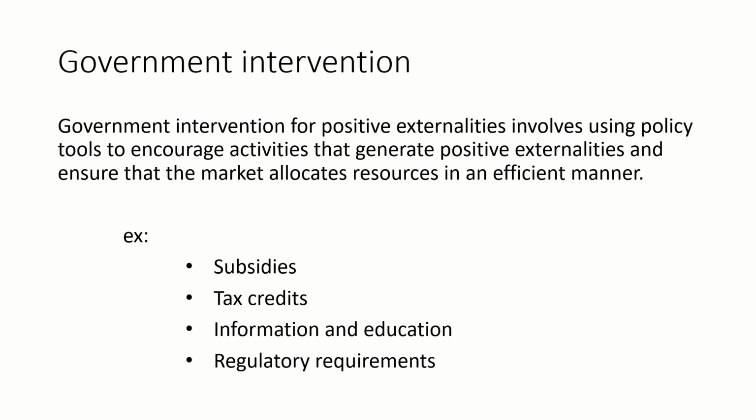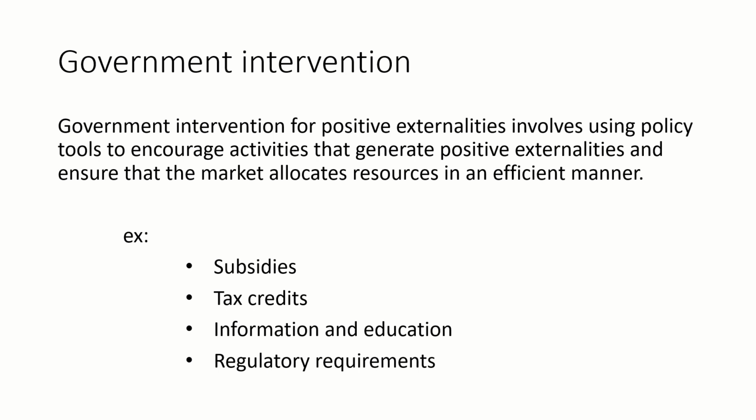Tax credits. The government can offer tax credits to firms or individuals that engage in activities that generate positive externalities. For example, the government might offer a tax credit to firms that invest in renewable energy or to households that install energy efficient appliances. Information and education. Governments can also promote information and education programs to help individuals and firms understand the benefits of activities that generate positive externalities.